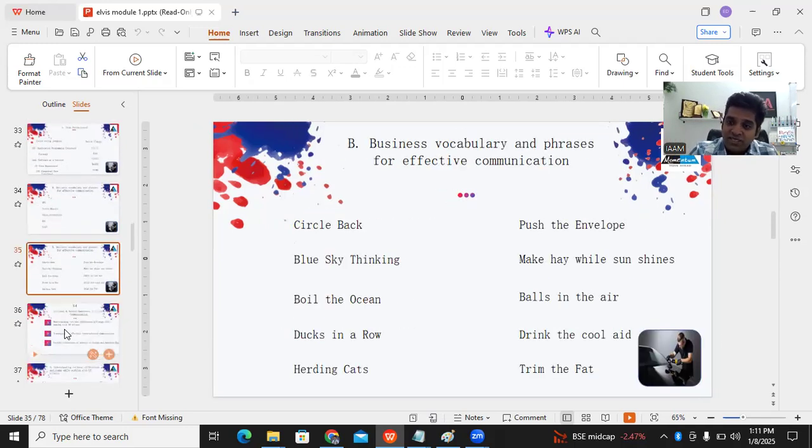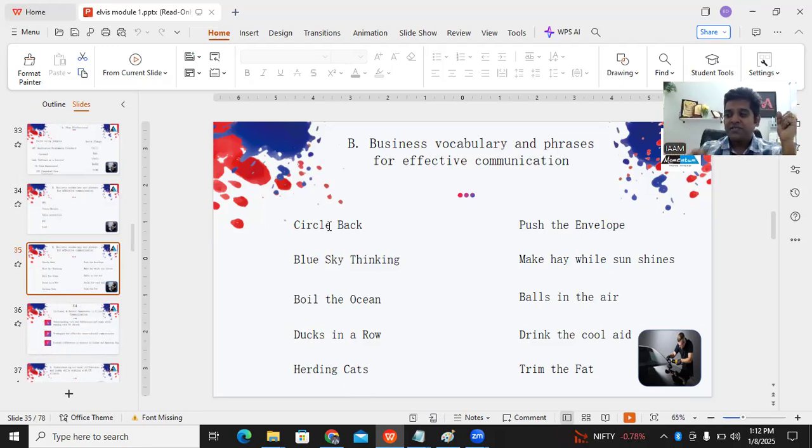Now, the last part, B, is some of the phrases used by clients. These are foreign clients, English is their first language, and at times these people are not able to understand. So what is circle back? Circle back is basically I will get back to you. Blue sky thinking is out of the box thinking. Boil the ocean is doing a tough, very hard task. Ducks in a row is keeping yourself prepared for some work. Herding the cats is working in a team that is disorganized.